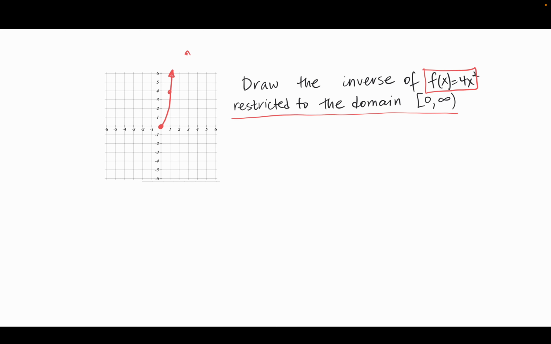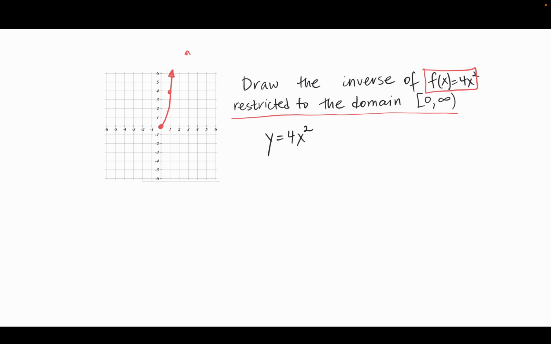Okay, so here is the branch of the parabola f of x equals 4x squared, and we have to first find the inverse of that function and then graph it. So to find the inverse of a function, I will take the equation that's given to me, and in place of f of x, I will write y. The rest of it will stay the same. y equals 4x to the power of 2.